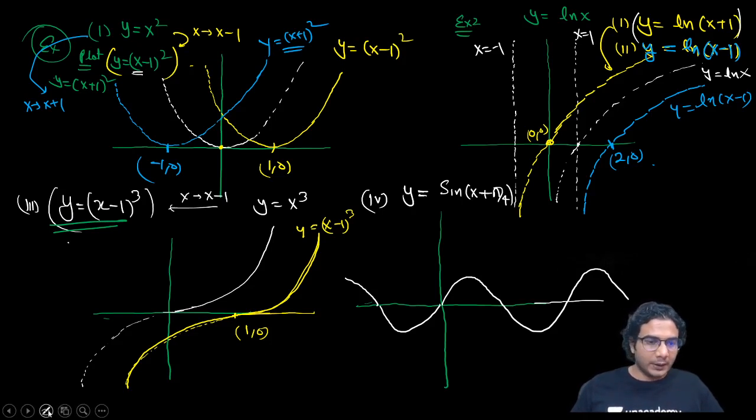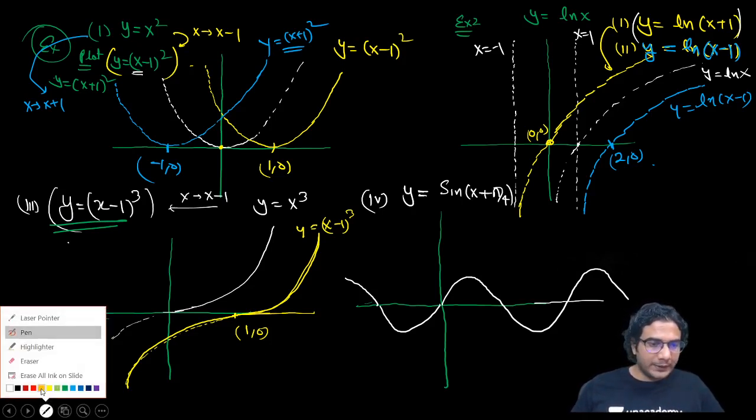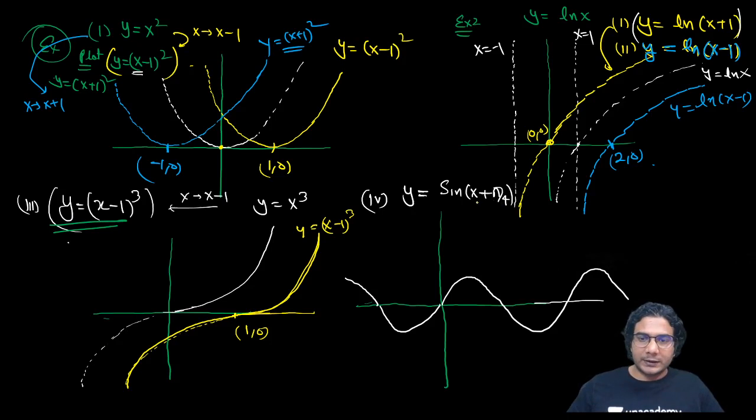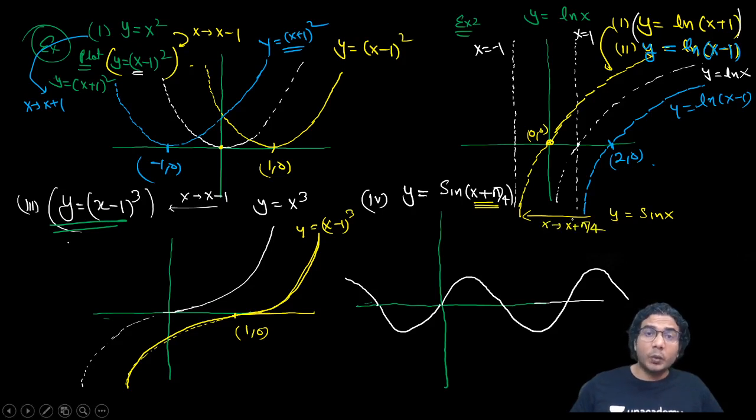All right, now let me do it. So if you replace x by x plus pi by 4 in the equation y is equal to sine x, you're replacing x by x plus pi by 4. So the whole graph will shift towards the left by pi by 4 units, all right? So this point is, say, minus pi by 4 comma 0.